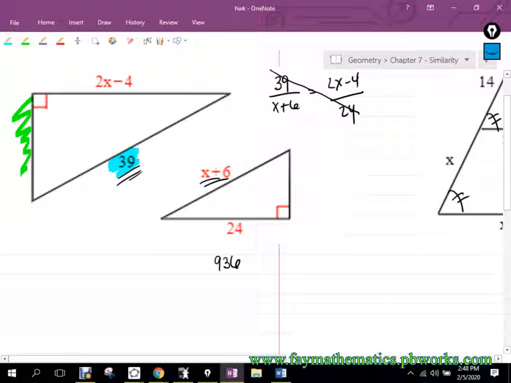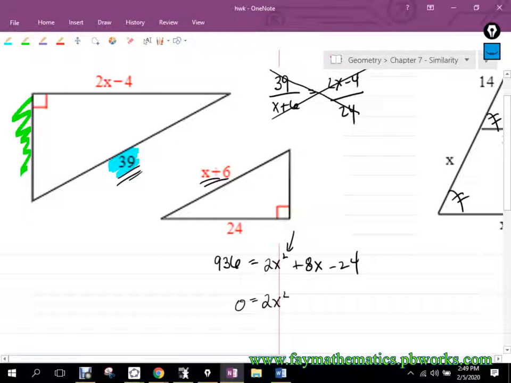If I cross multiply those two things there, I get 936, I believe. Just double check real quick. 39 times 24, 936. Okay. When I distribute here, x times 2x is 2x squared. X times negative 4 is negative 4x. 6 times 2x is 12x. So negative 4x plus 12x is 8x, right? And then 6 times negative 4 is negative 24. Got a power of 2 here. I'm going to factor, so I've got to get things equal to 0.